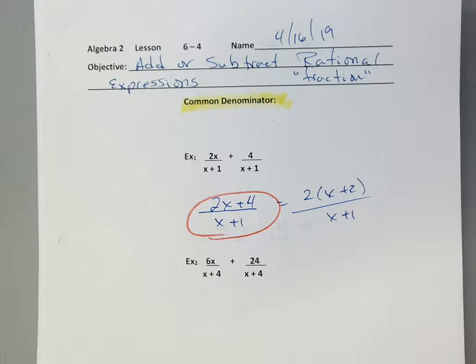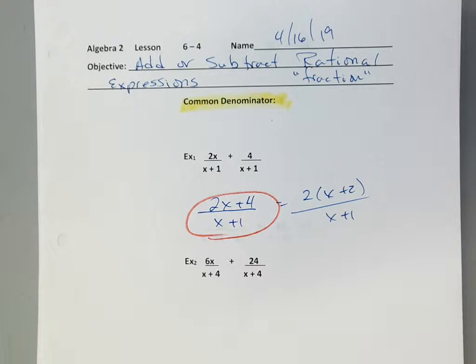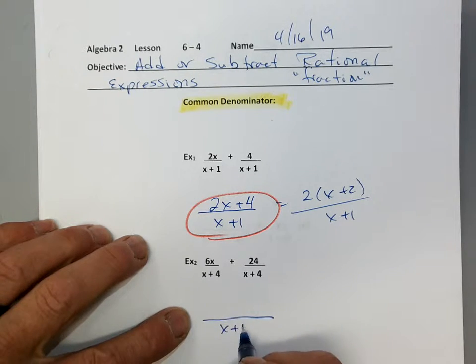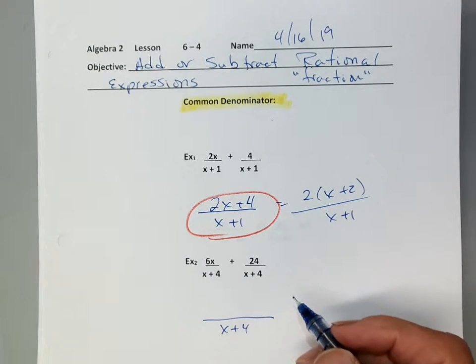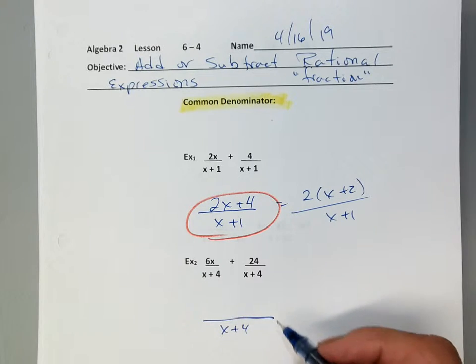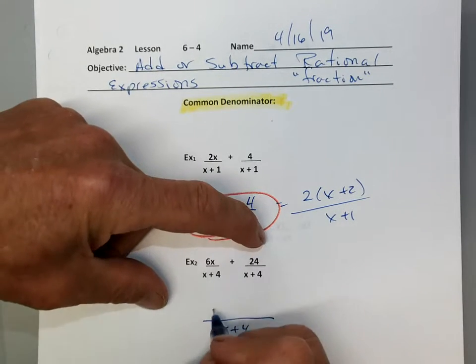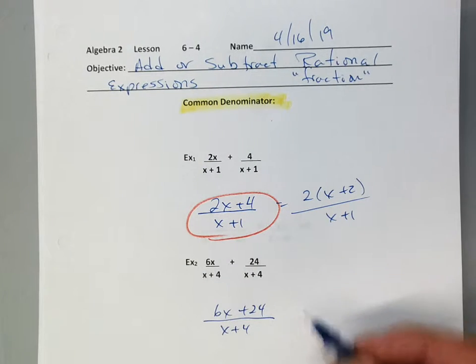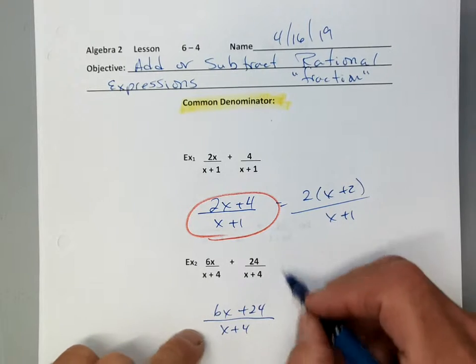Okay, now, example 2. Well, let's take a look at example 2. Well, they already have a common denominator, right? So, just going to write that down. And then I'm going to add the numerators, 6x plus 24. This time I think factoring might help me, okay? This fraction might reduce, okay? So I think it might reduce.